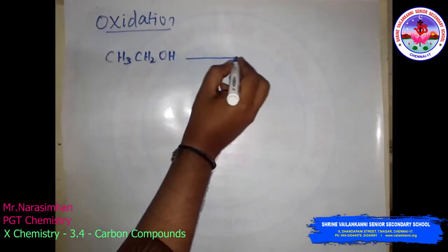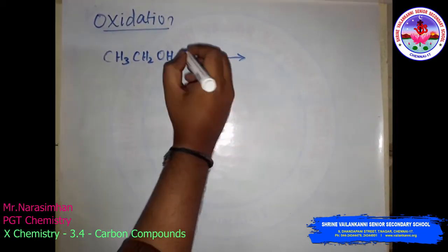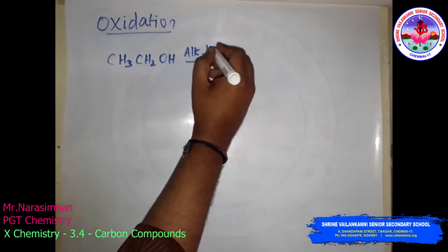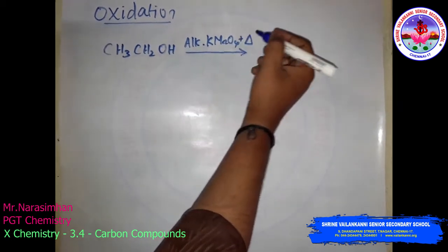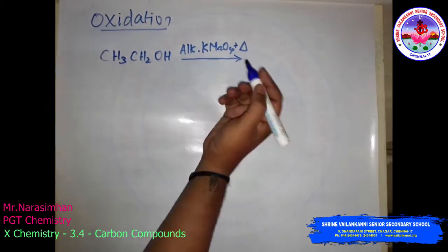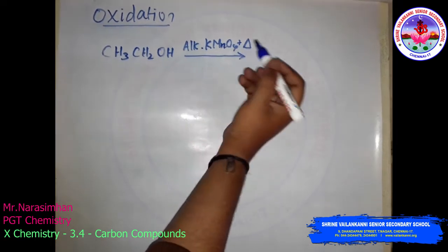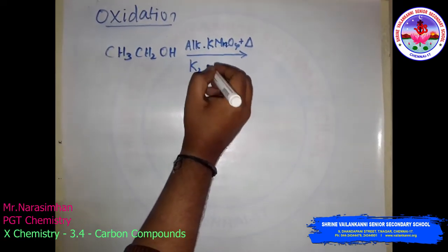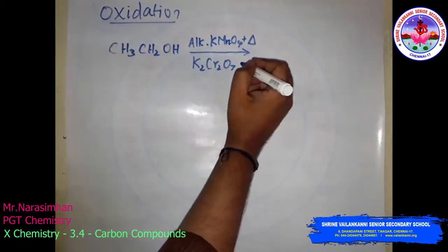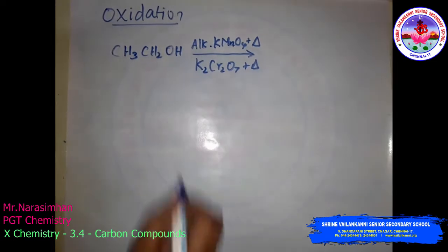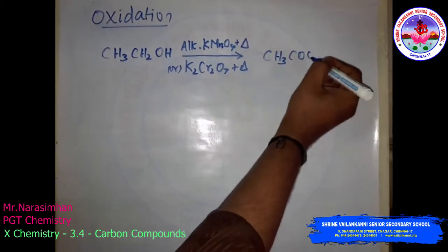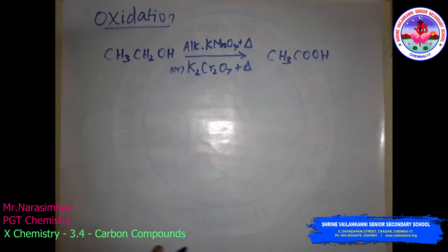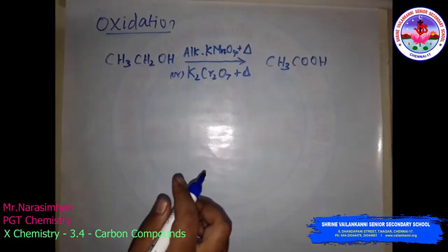This is ethanol. The ethanol undergoes the oxidation reaction in the presence of alkaline KMnO4, that is potassium permanganate, on heating, or acidic potassium dichromate, K2Cr2O7, and heat. You can use either alkaline potassium permanganate or acidic potassium dichromate, any one. It gives the carboxylic acid CH3COOH. This is called ethanoic acid or acetic acid. So this is the oxidation reaction.